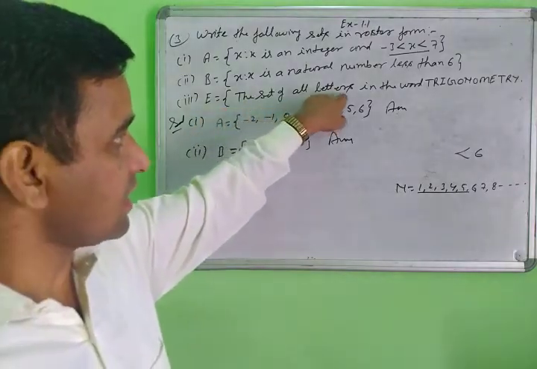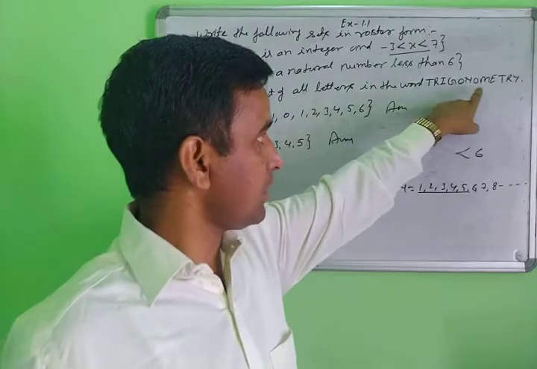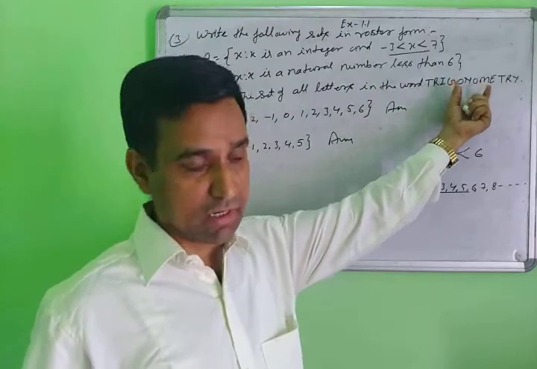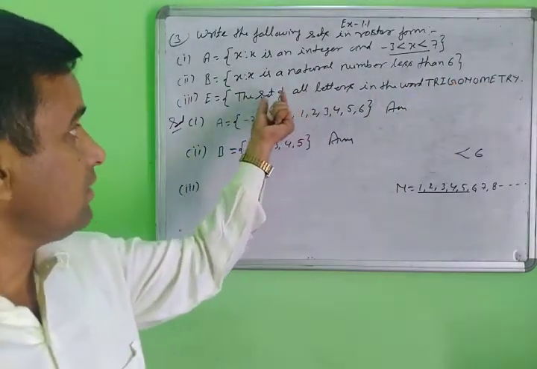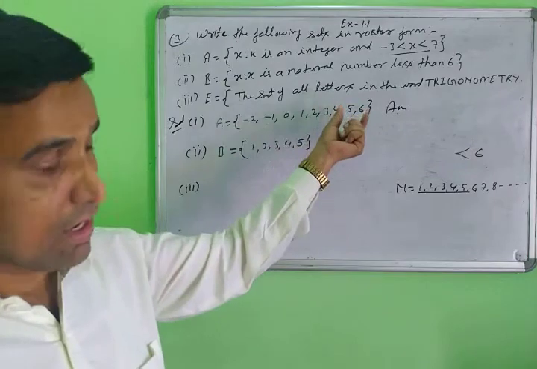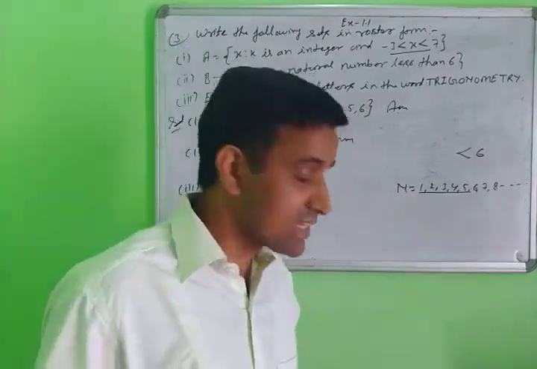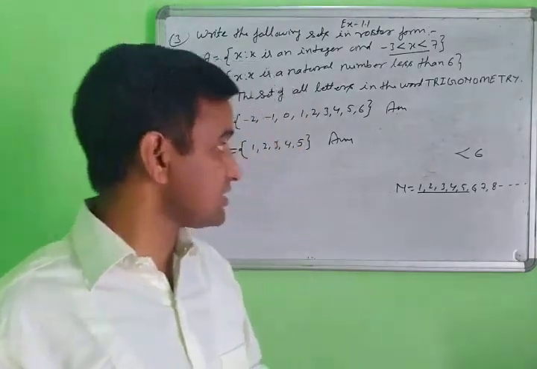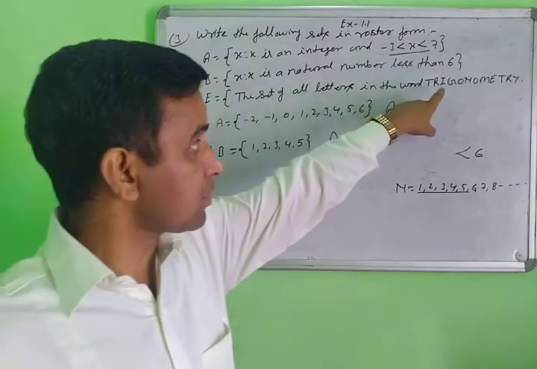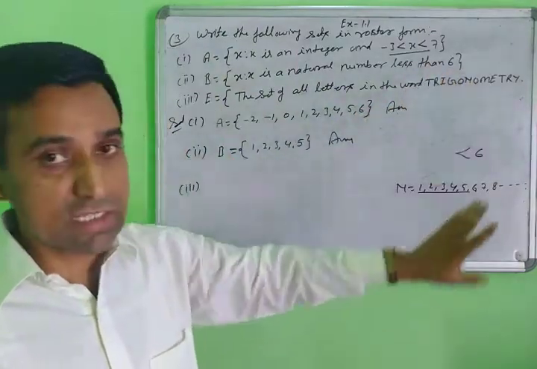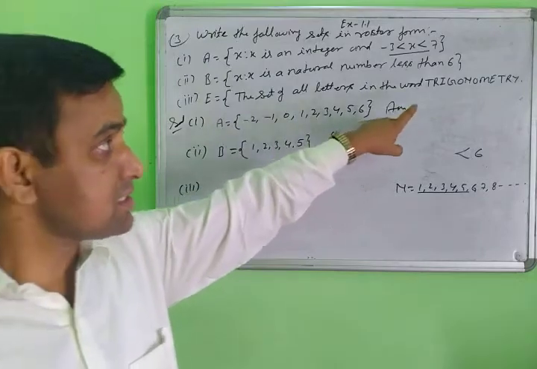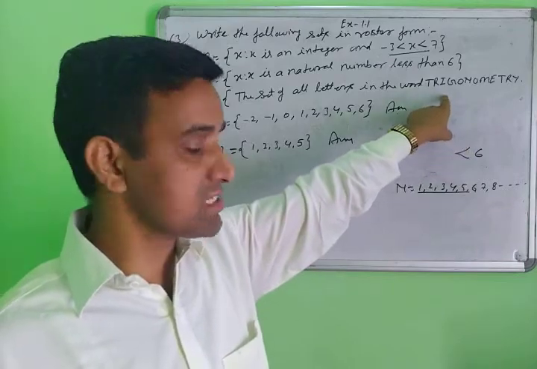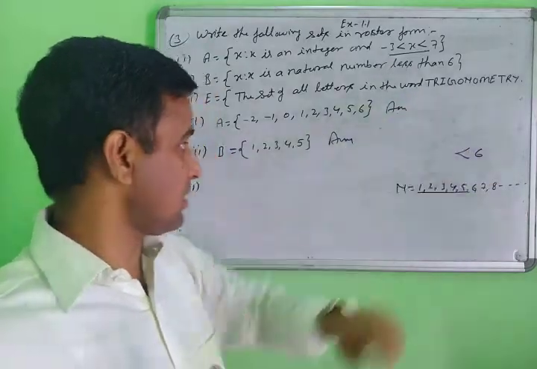The set of the letters in the word TRIGONOMETRY. The spelling is given, and we need the set of the letters. When you write a set, you have to keep two rules in mind. First, the sequence is not required. Second, don't repeat any letters or digits. Letters here mean don't repeat any letters.